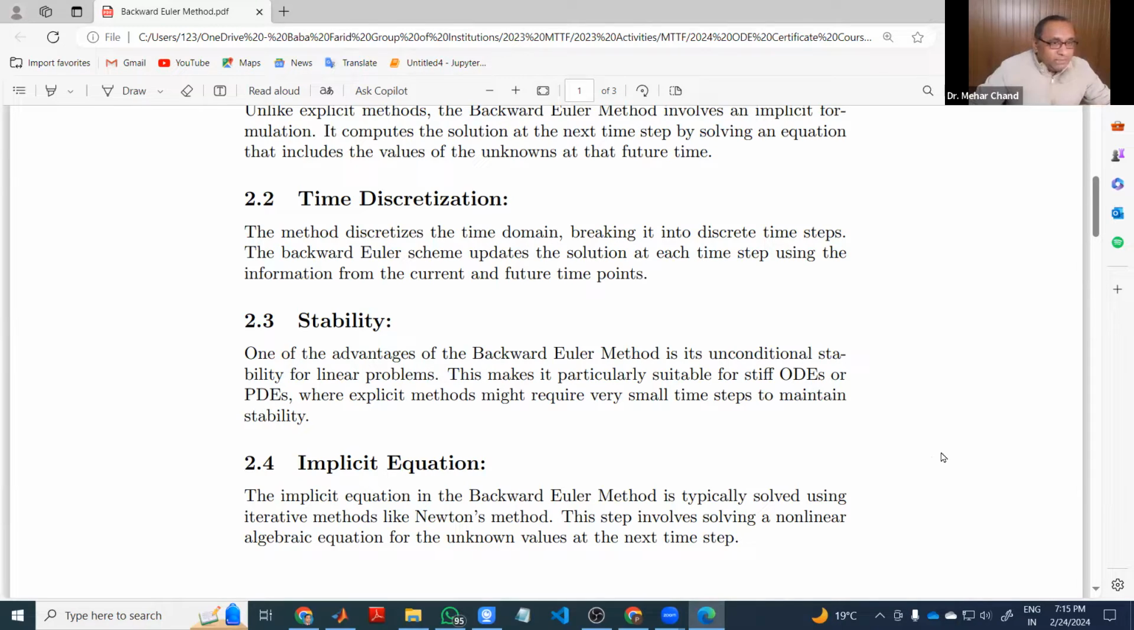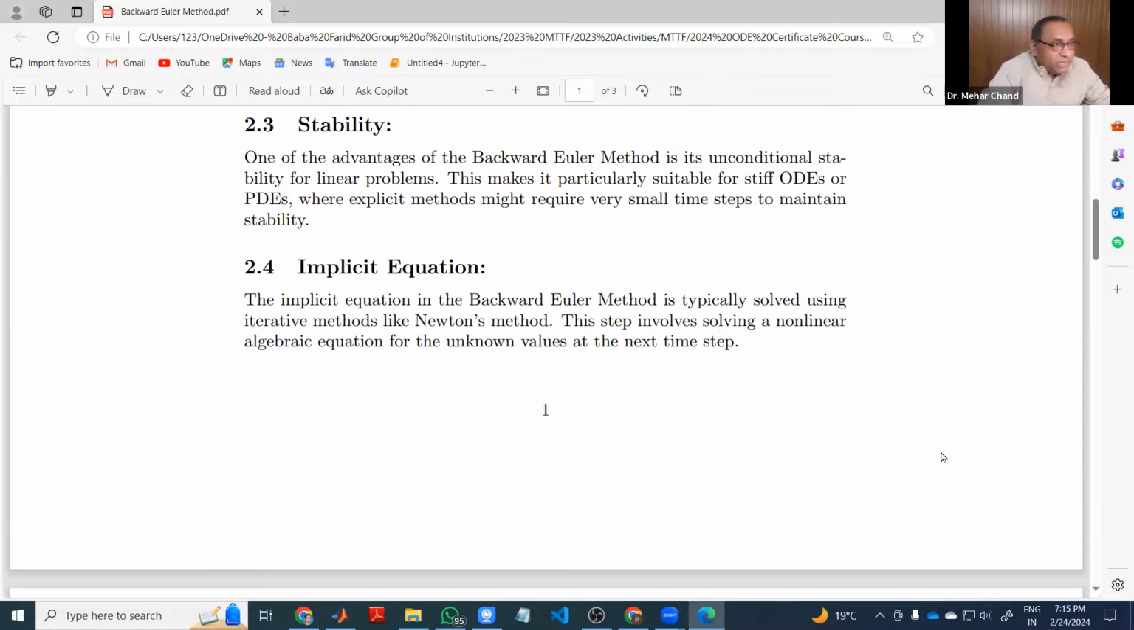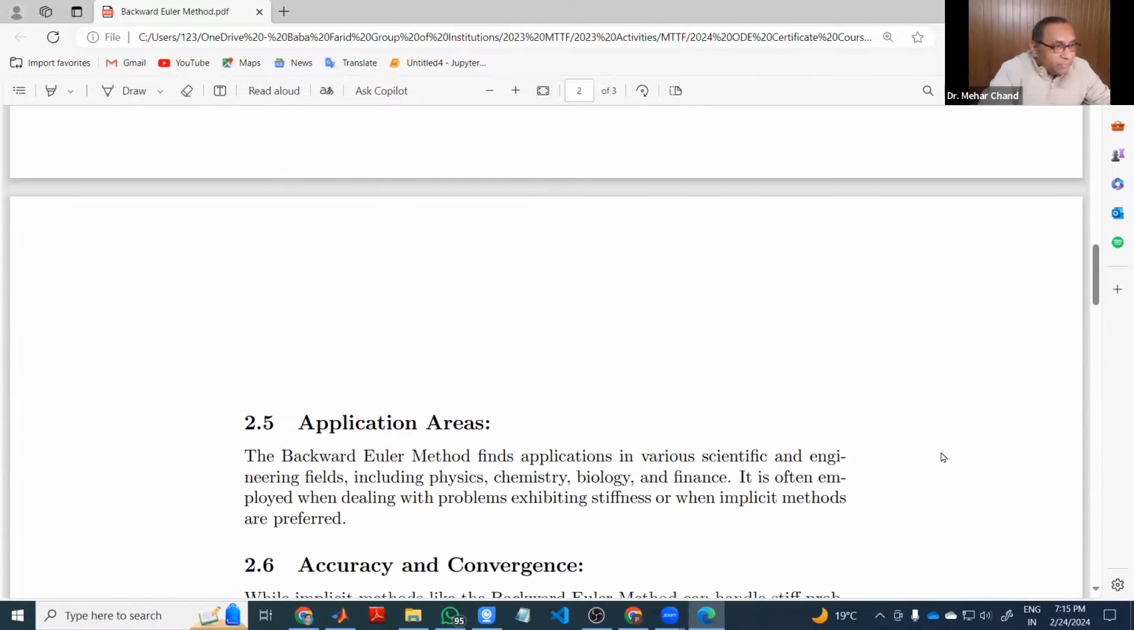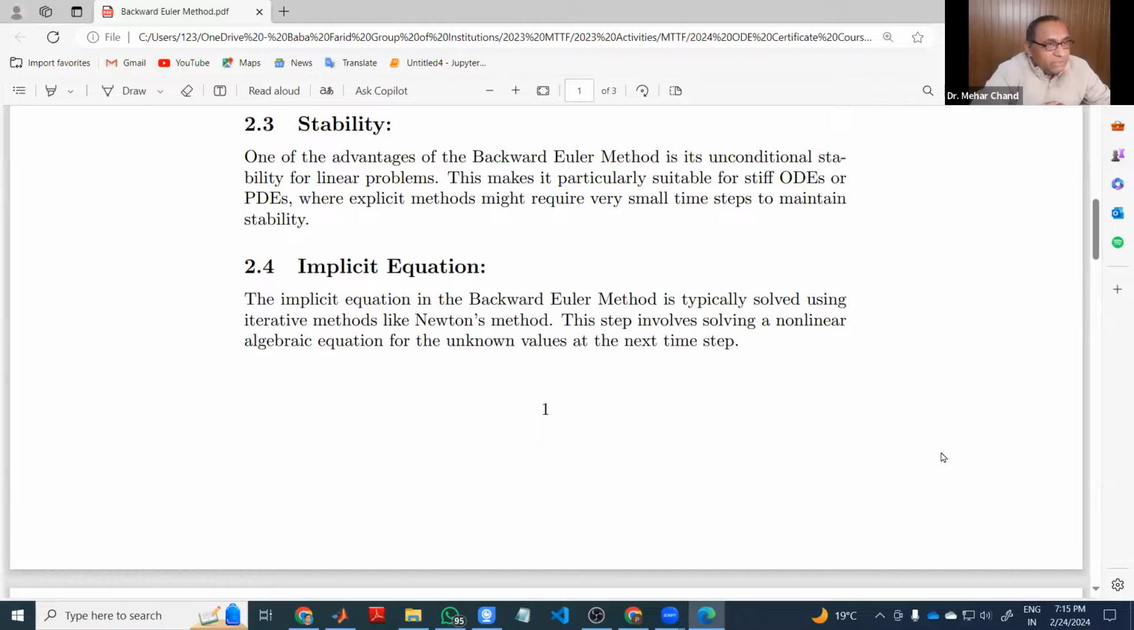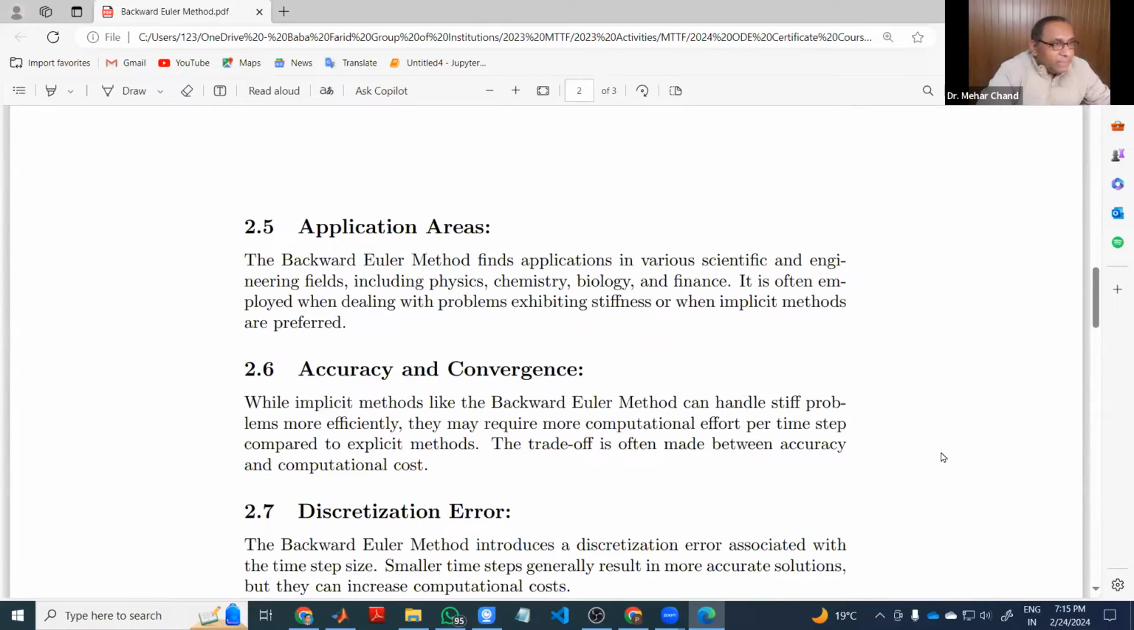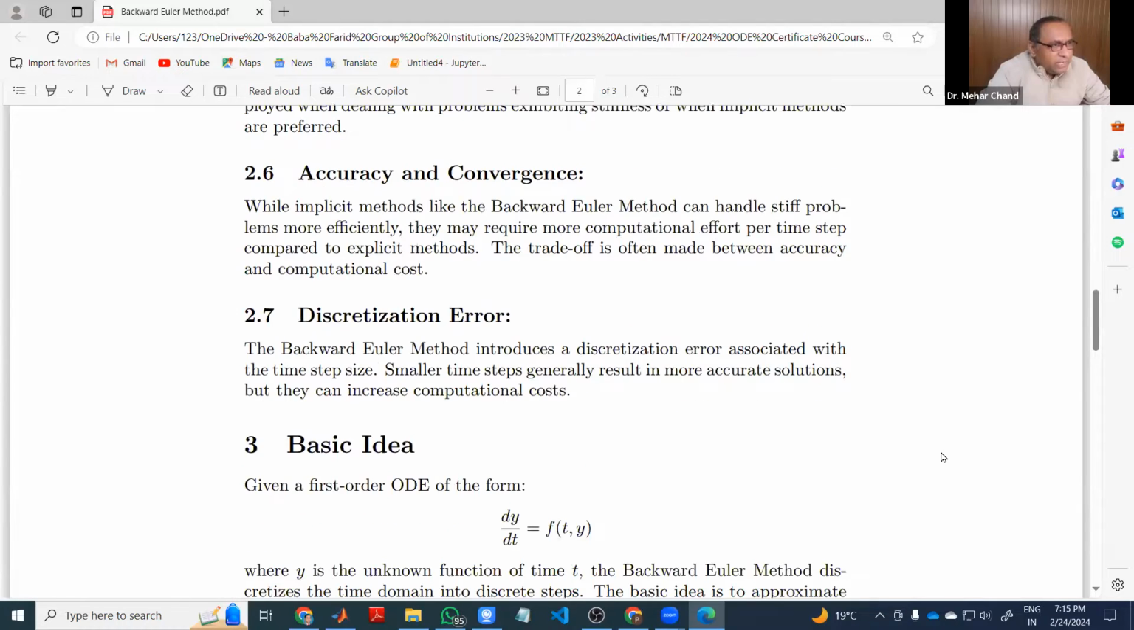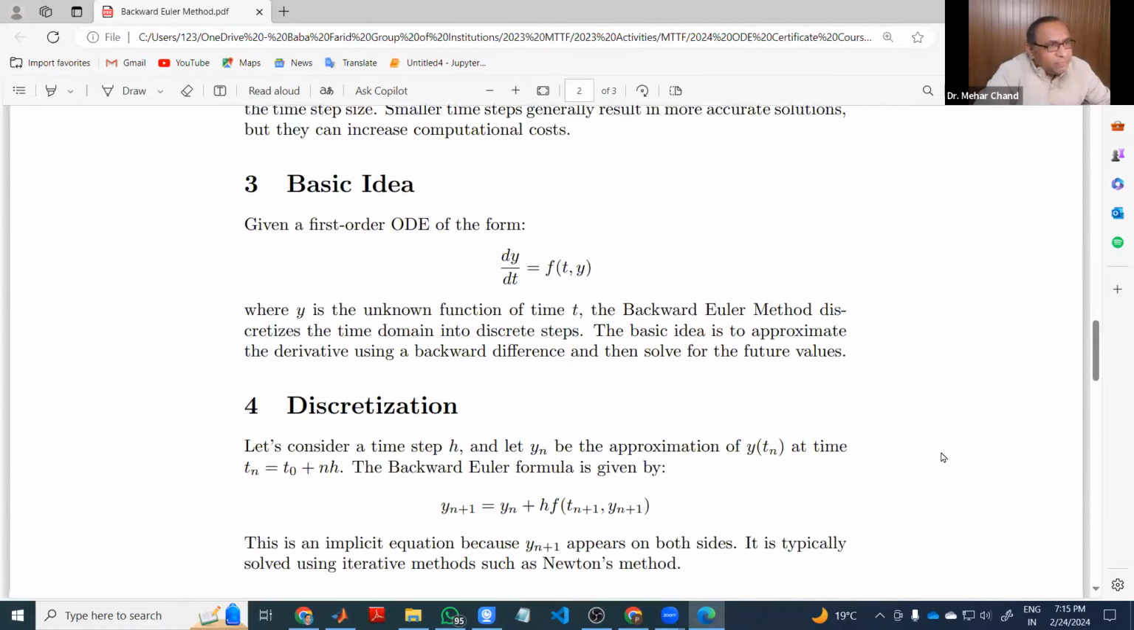And an implicit equation is required to use for this method. The implicit equation in the backward Euler method is typically solved using an iterative method like Newton's method, which we discussed. This step involves solving a nonlinear algebraic equation for the unknown values at the next step. And application areas we know very well. So this is the basic idea about using this method.